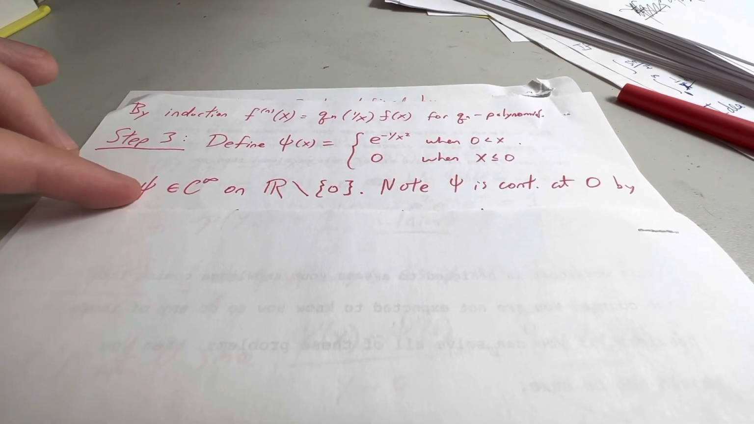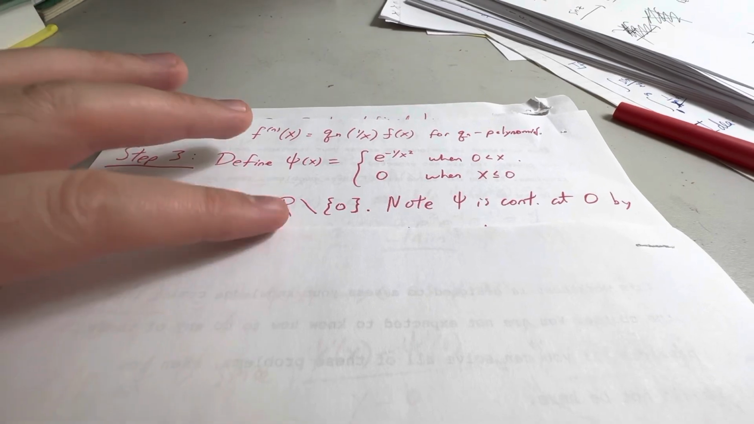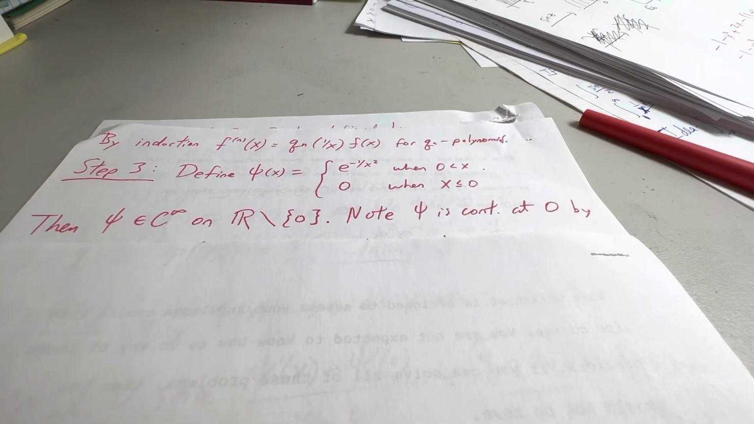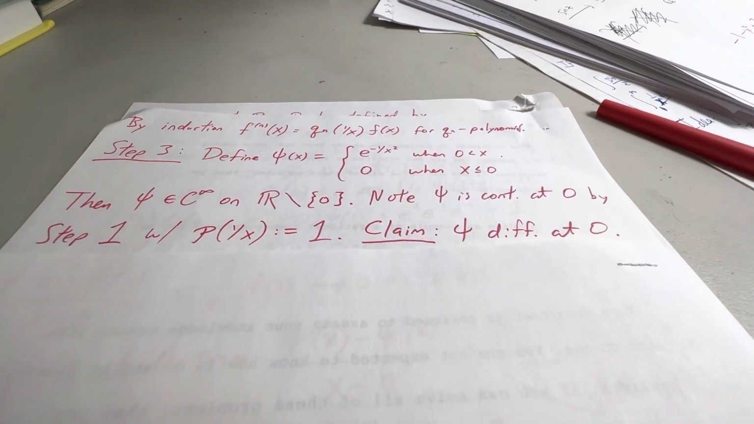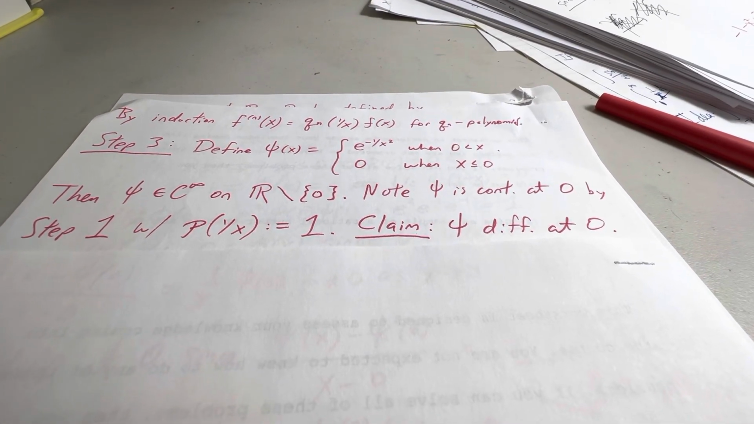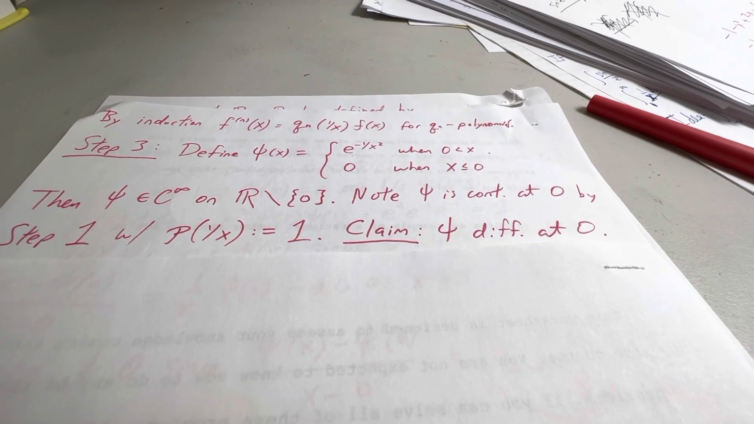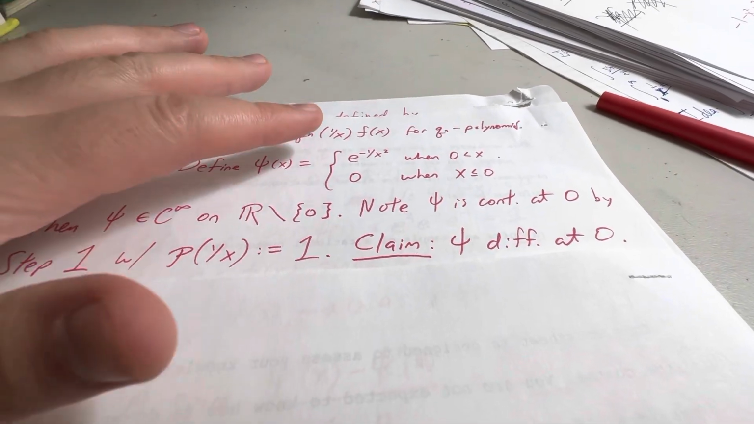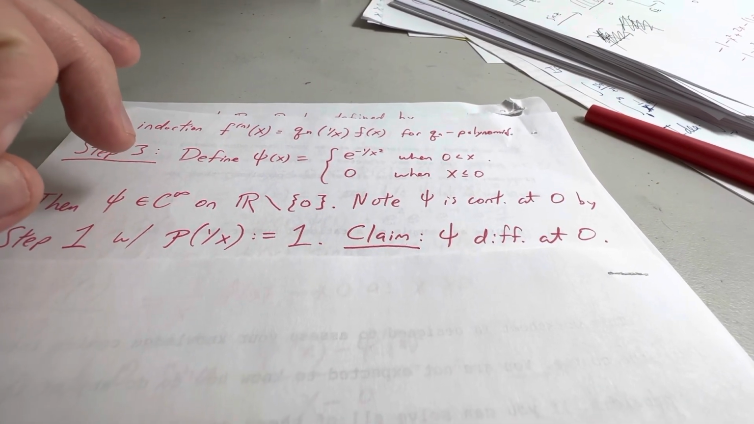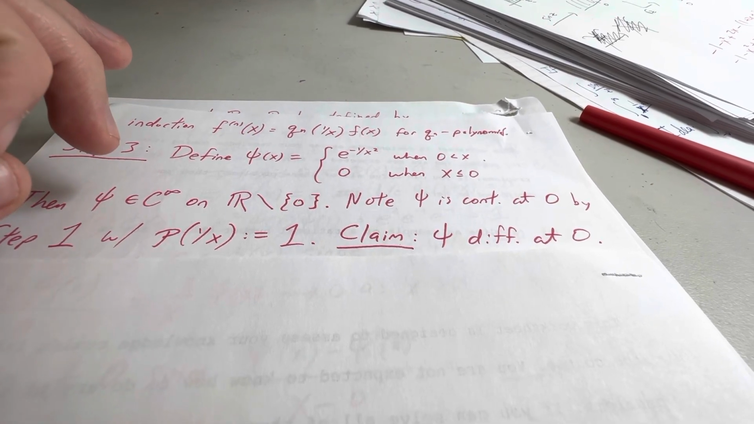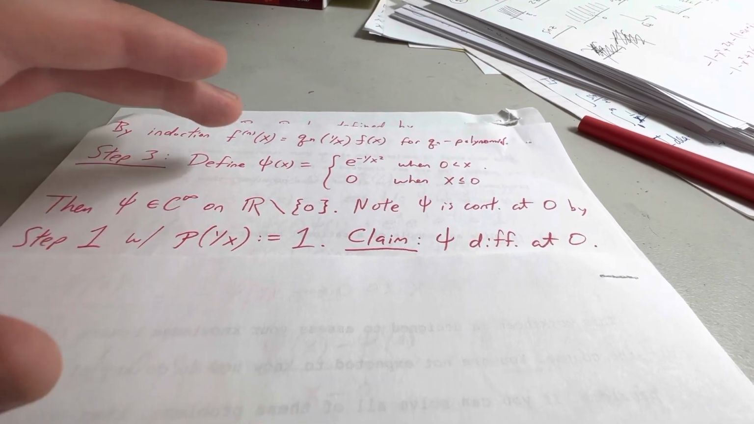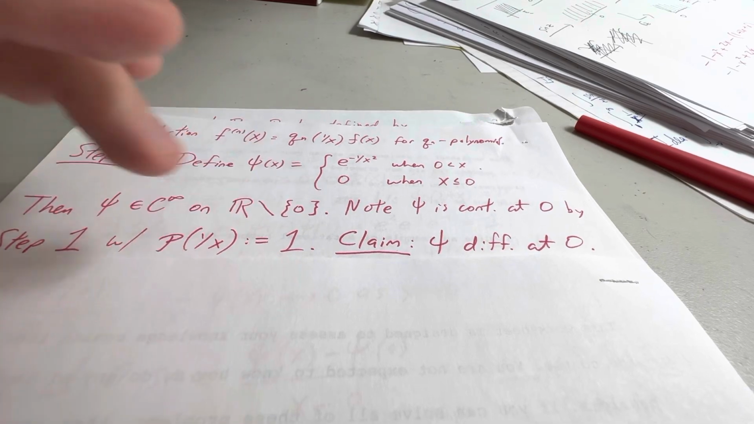We notice that our function psi is infinitely differentiable outside of 0. And we also notice that psi is continuous at 0. How do we know that? We know it from step 1. Because we showed that in step 1, when t tends to 0, the product of these Qn's and the f's, they tend to 0 as well. That's from step 1. They tend to 0. So psi is continuous at 0.